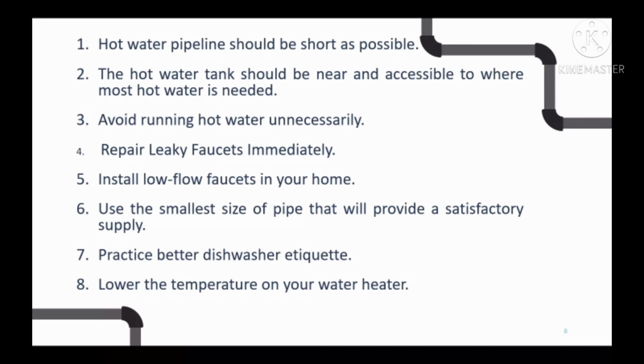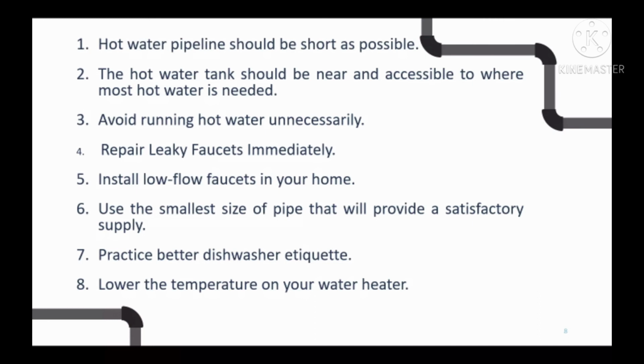4. Repair leaky faucets immediately. A dripping faucet is more than an annoying sound. It's also a massive waste of resources and energy. 5. Install low-flow faucets in your home. By installing a low-flow faucet to reduce water consumption, we can use anywhere from 25% to 60% less water each month. 6. Use the smallest size of pipe that will provide a satisfactory supply.